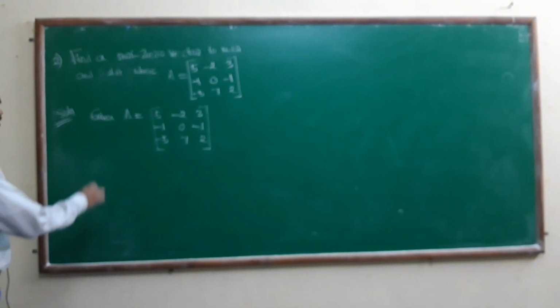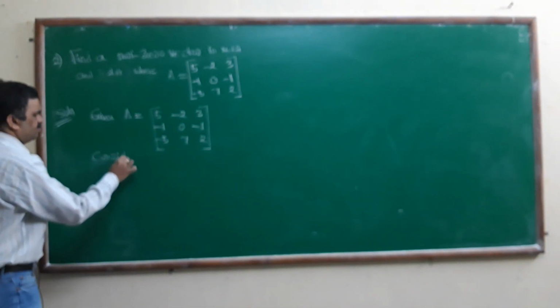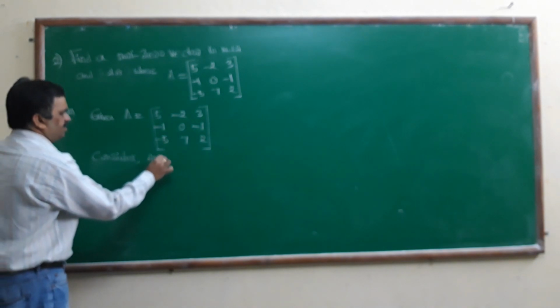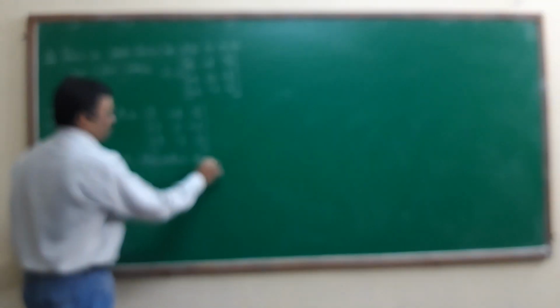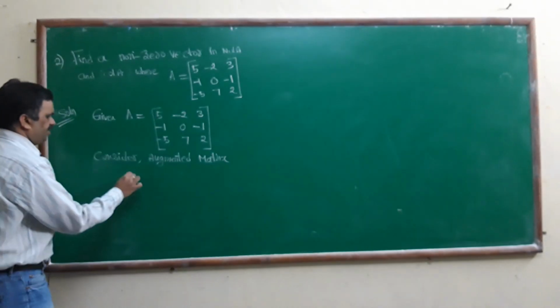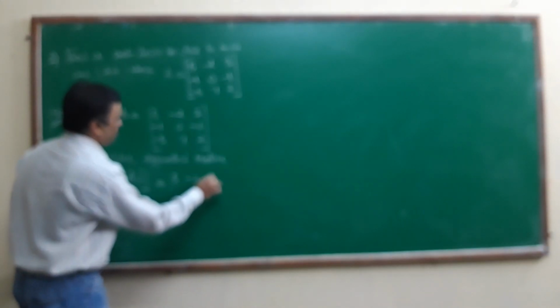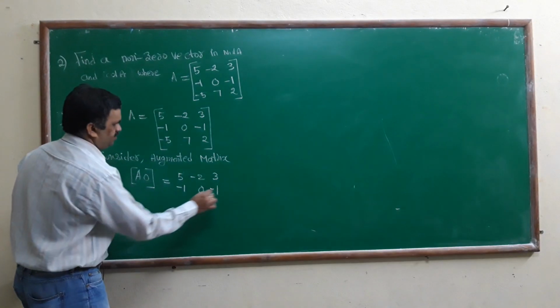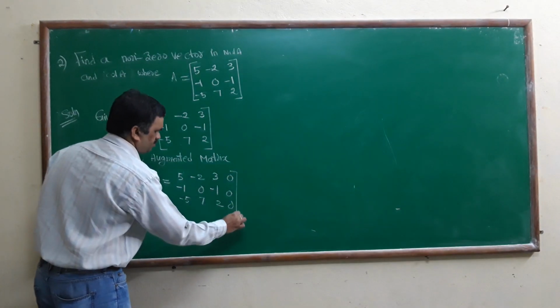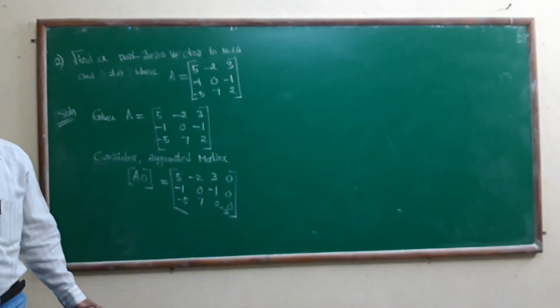Over. Now consider the augmented matrix A 0, where 0 is the zero matrix. Write 5 minus 2 3, minus 1 0 minus 1, minus 5 7 2, and 0 0 0. Here also again I have to solve by echelon form. I have to make this element as 0.